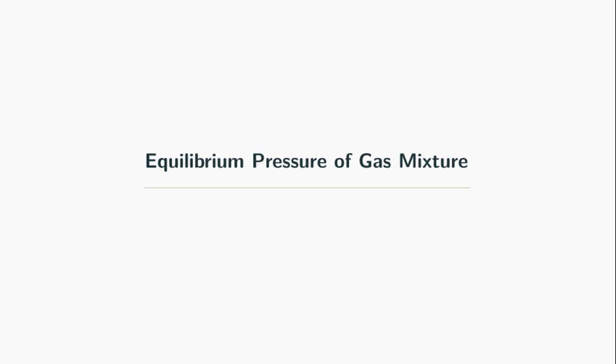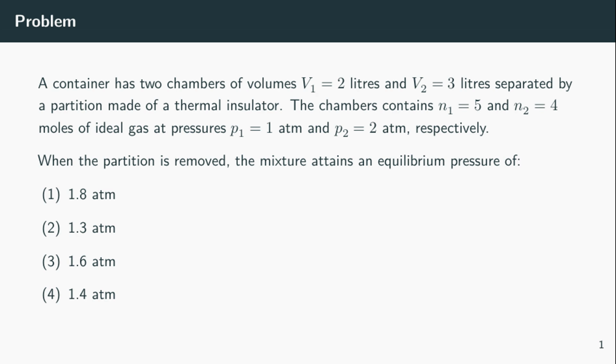Okay, let's talk about finding the equilibrium pressure when two gases mix. Here's the problem we are looking at. Imagine we have a container split into two parts by a wall that's a thermal insulator. The first chamber, let's call it V1, has a volume of 2 liters. It contains N1, which is 5 moles of an ideal gas at a pressure of P1, which is 1 atmosphere.